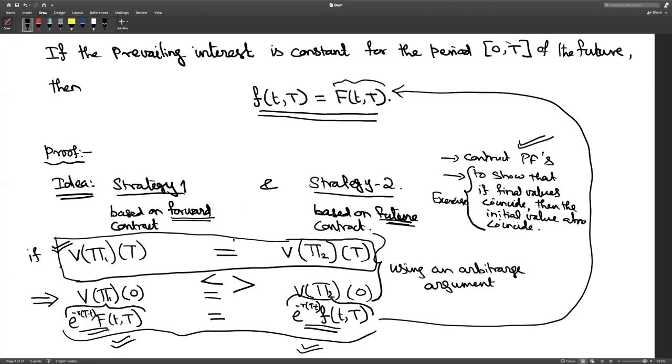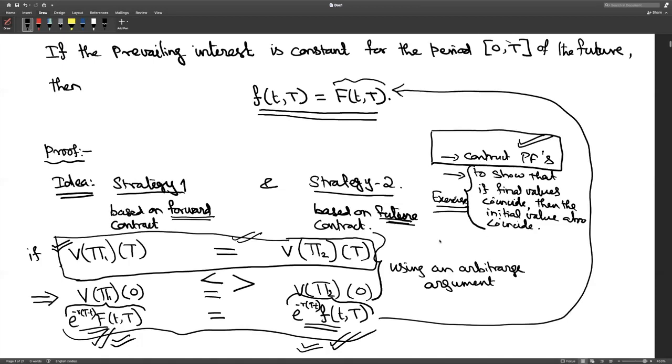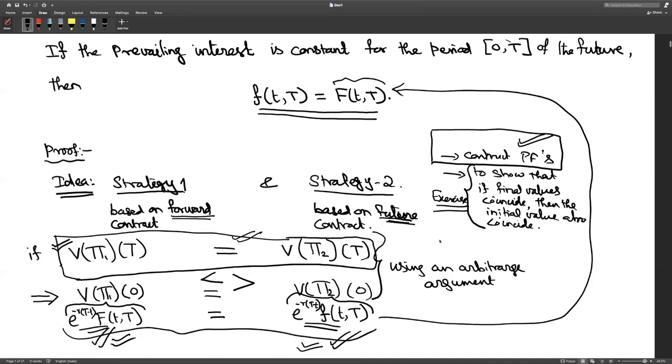So this I will leave as an exercise to you, but I will construct the two portfolios in such a way that their final values are equal and their initial values are separate, this for the forward portfolio and this for the futures portfolio. The construction part I will make and show you, and this I will leave as an exercise. Okay, so let us go into the construction of the two portfolios.